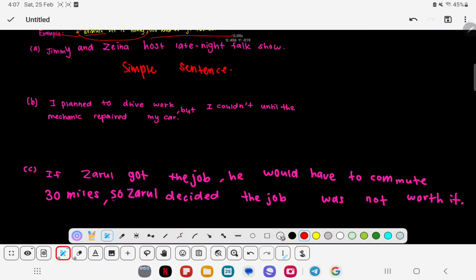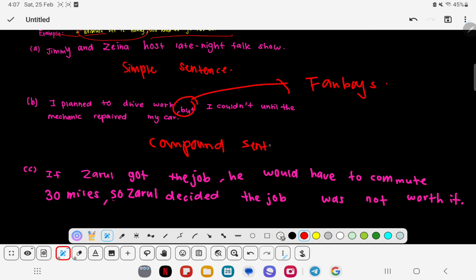And number 2 here we have, I plan to drive to work, but... it's what? FANBOYS. Whenever you see a FANBOYS word, it means it's a compound sentence.